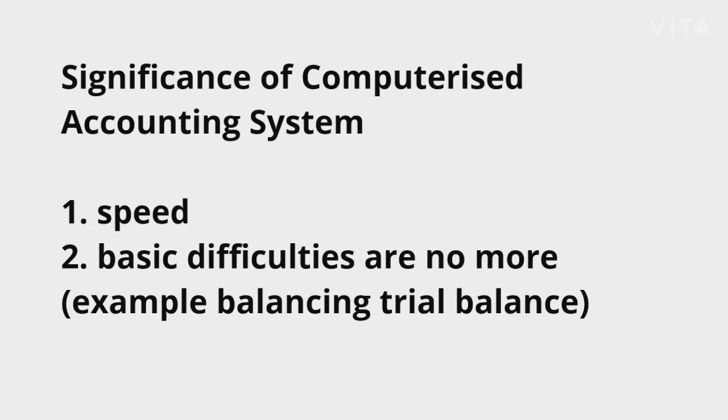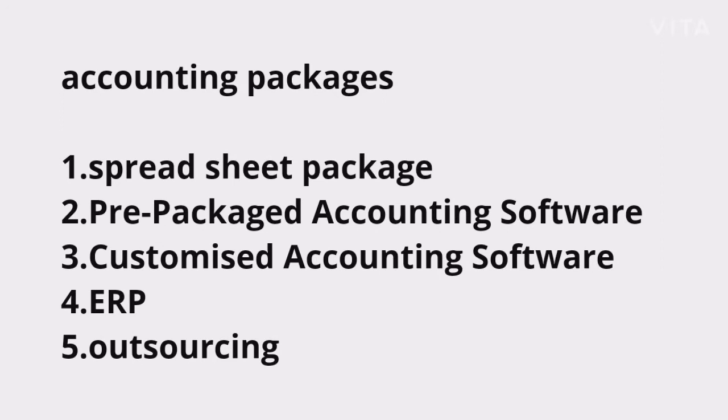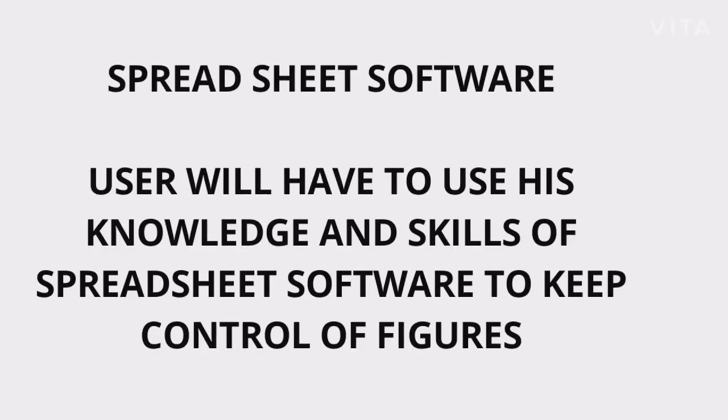Significance of computerized accounting system. 1. Speed. 2. Basic difficulties are no more, for example balancing a trial balance. Accounting packages: 1. Spreadsheet package. 2. Pre-packaged accounting software. 3. Customized accounting software. 4. ERP. 5. Outsourcing. Spreadsheet software.